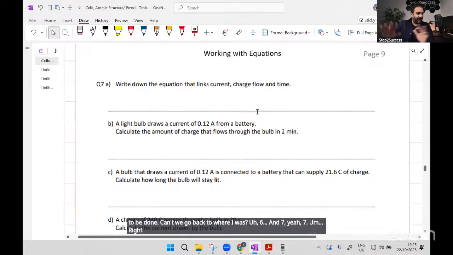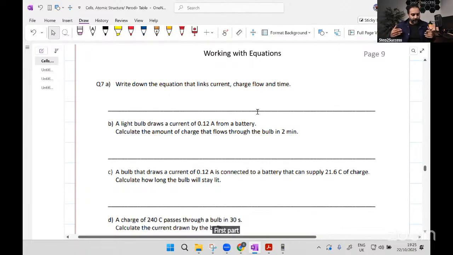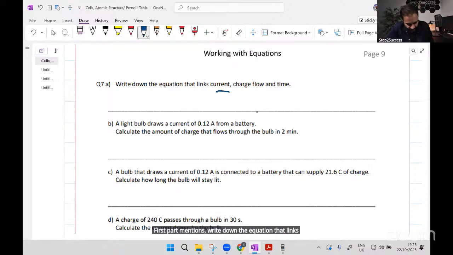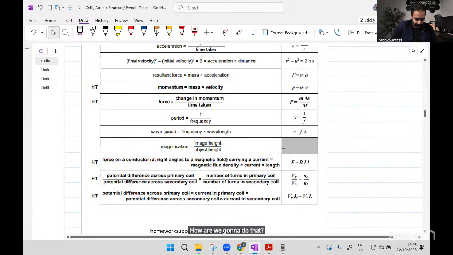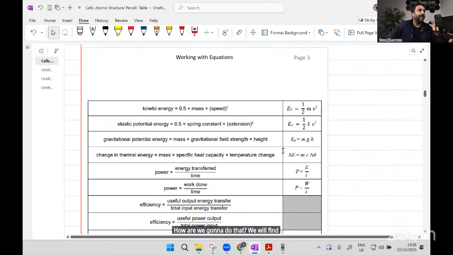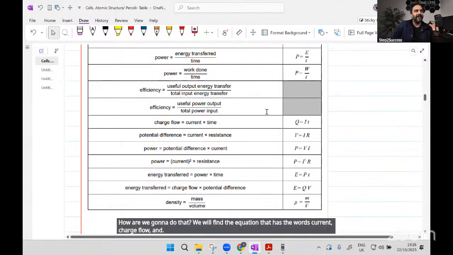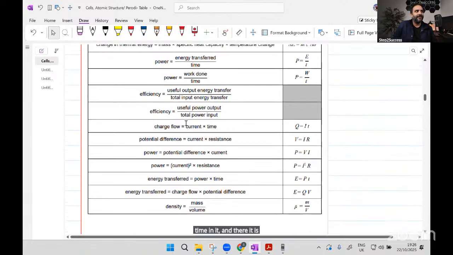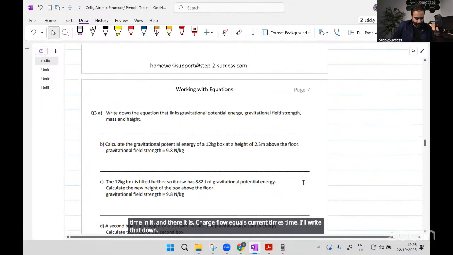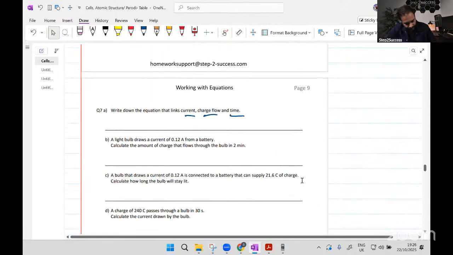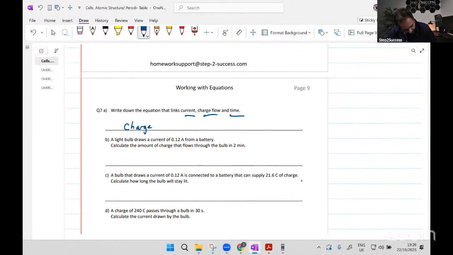Right. Again, look, this is really important. The first part says write down the equation that links current, charge flow, and time. How are we going to do that? We will find the equation that has the words current, charge flow, and time in it. And there it is. Charge flow equals current times time. I'll write that down. Okay, from which point the rest of the question should hopefully be easy.